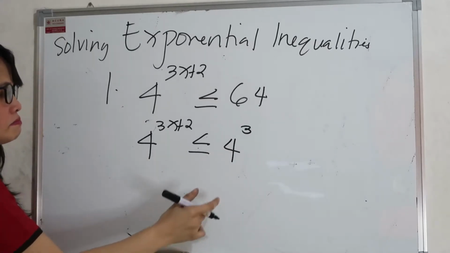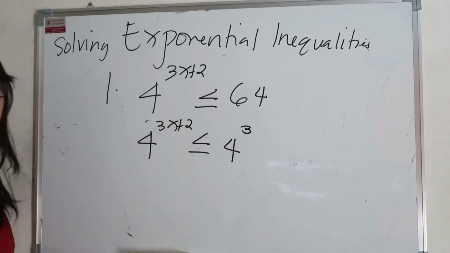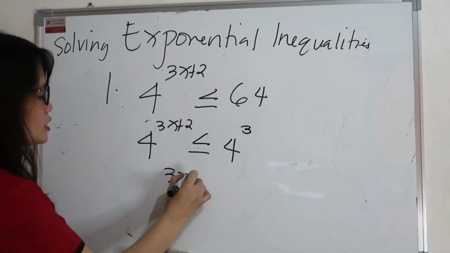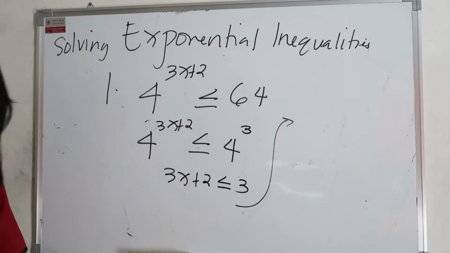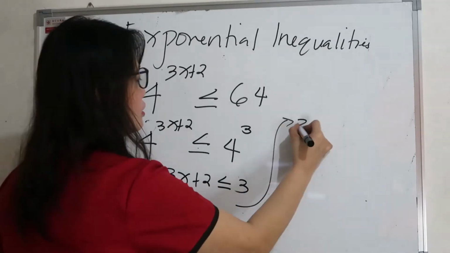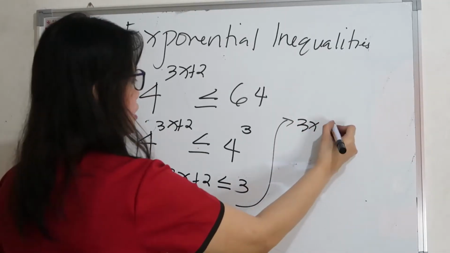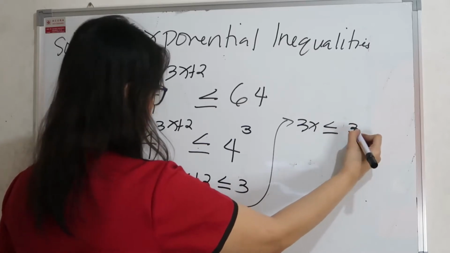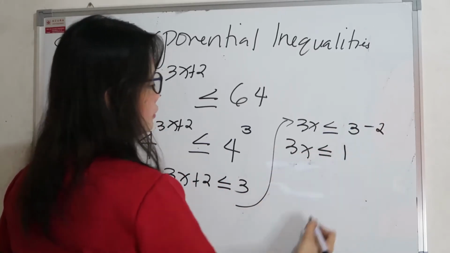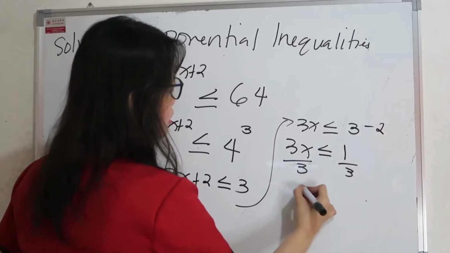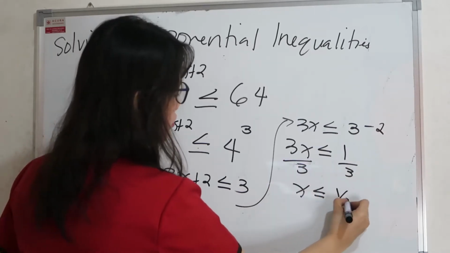So if they have the same base, you can now equate the exponents. So you do have 3x plus 2 less than or equal to 3. And then you solve. So we have 3x less than or equal to 3 minus 2. So you have 3x less than or equal to 1. So divide both sides by 3. So x is less than or equal to 1/3.